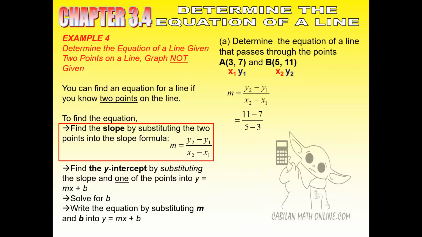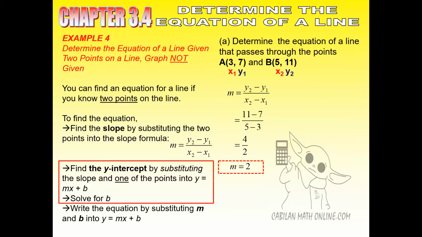So 11 minus 7, that's going to give me 4. 5 minus 3, which is 2. And then 4 over 2, that's going to reduce to 2. So you notice that even though we've done more steps in this particular step, this is the same thing that we've been doing, which is finding the slope. Now that we found the slope, we're just going to take it as m equals 2, and then put it into the equation y equals mx plus b. So that 2 for the m is going to replace that m in y equals mx plus b. So that's our very first step there.